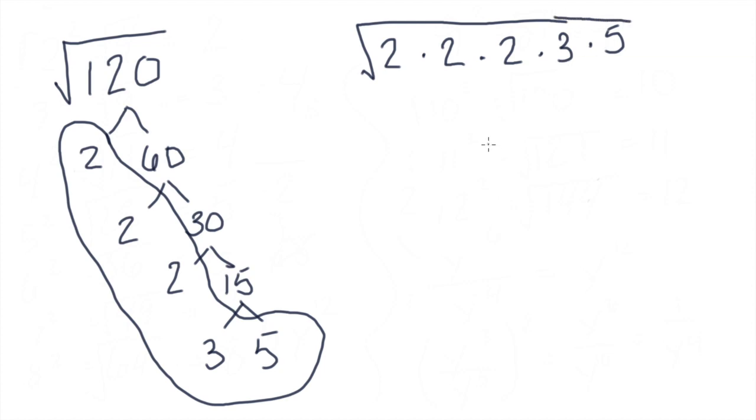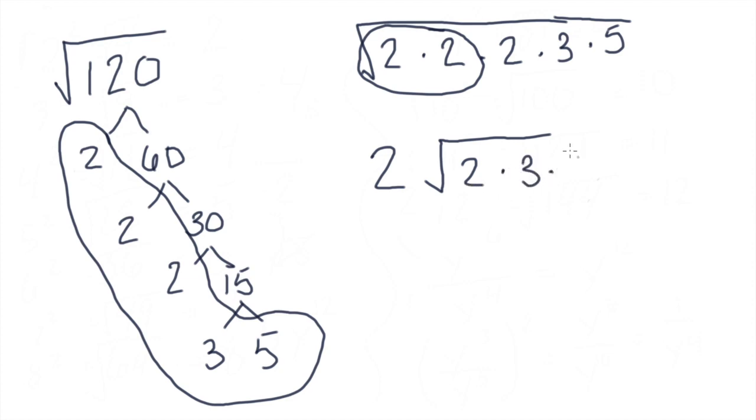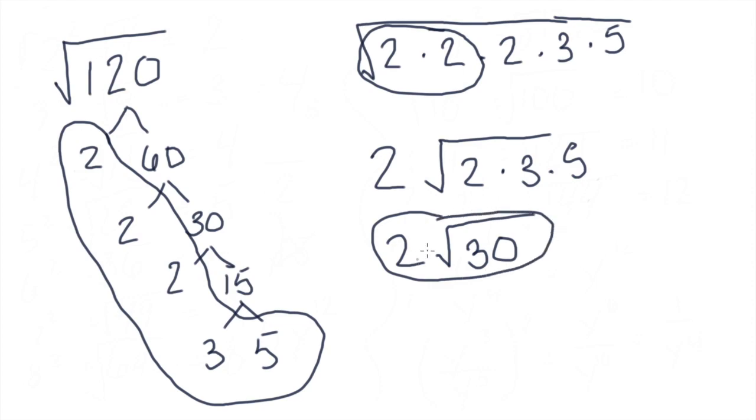So a square root is a root that's looking for pairs. So what you would do next is circle all of your pairs. We have one pair of 2's, and that's all we have. Because we circled one pair, that means we can take a 2 out of the square root. And the 2 times 3 times 5 will remain inside. When you simplify that, you get 2 times 3 is 6, times 5 is 30. So 2 times the square root of 30. And that would be how you would simplify the square root of 120.